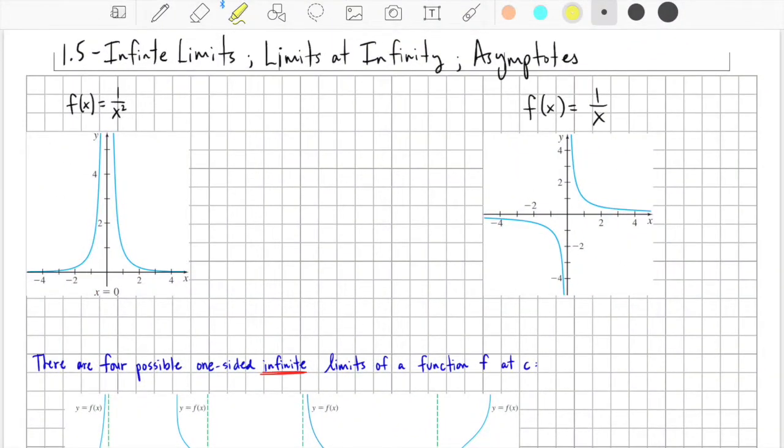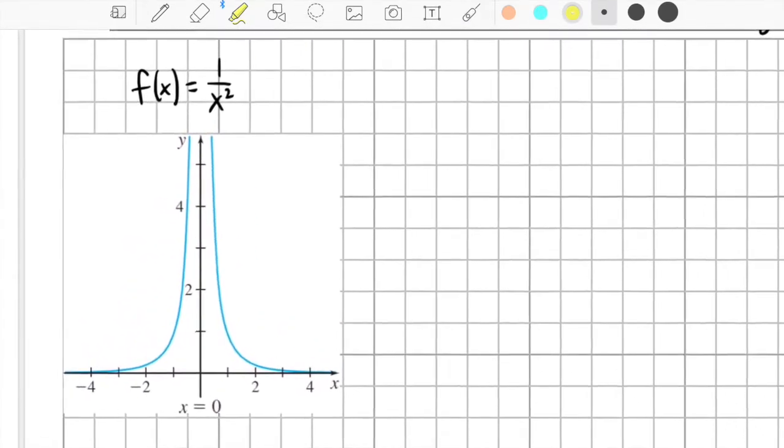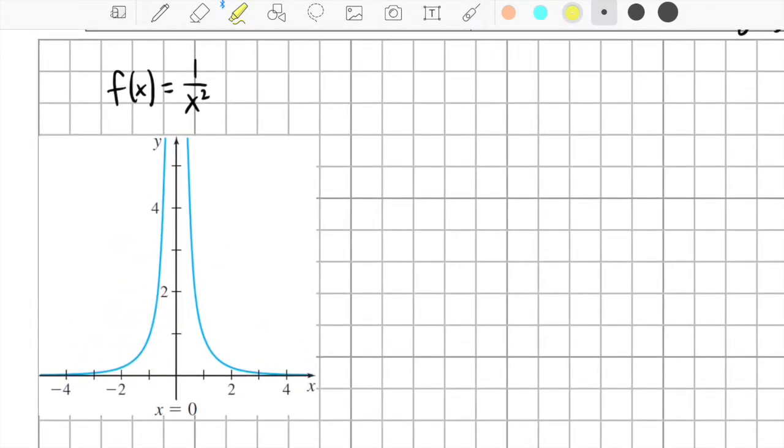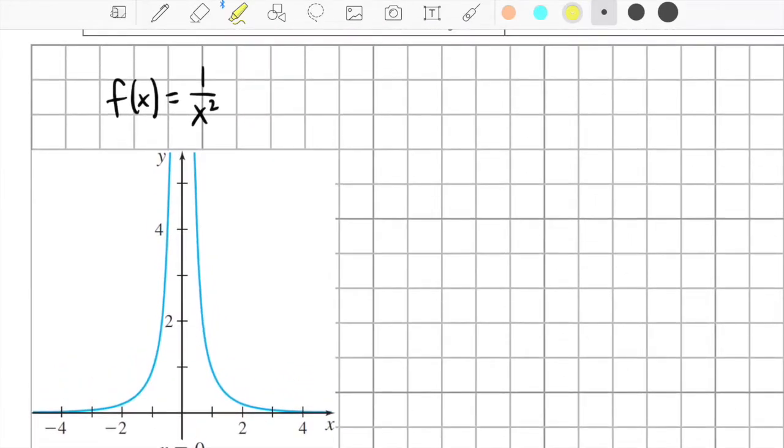Okay, so this time we're going to find infinite limits at infinity, and we're going to look at asymptotes. Now, before we actually do some problems, we need to look at some graphs. For example, let's look at this graph, and let's find the limit as x approaches 0, because at 0, the function is undefined. So let's see what happens.